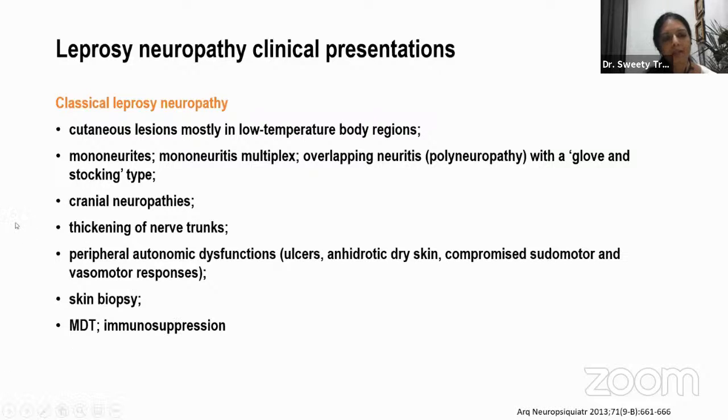These patients also have peripheral autonomic dysfunction like ulcers and anhidrotic skin because of the autonomic nerve involvement. Autonomic nerves are very well involved and very early involved in leprosy. Even though leprosy has Schwann cell adherence and tropism for Schwann cells, yet large fibers are very late involved. More early involvement is of small fibers and autonomic nerves.